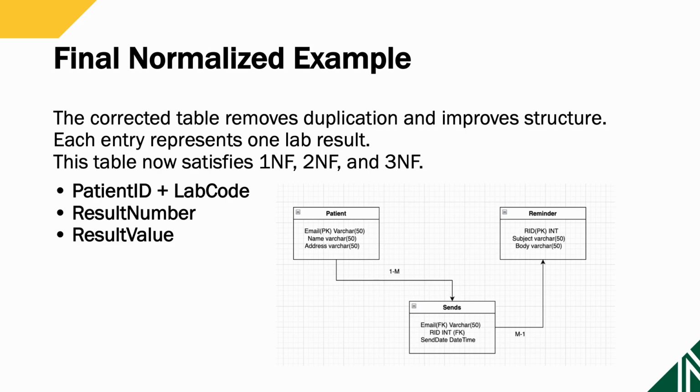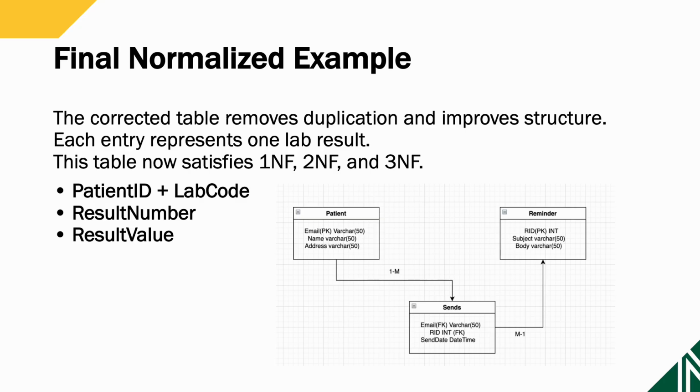To fix this violation, we need to redesign the table so that each lab result is stored as a separate record. We created a new table where each row represents one lab result for a patient. This new structure removes the repeating columns, making all values atomic and following the principles of normalization. By doing this, we achieve a proper 1NF and prepare the table to satisfy the higher normal forms.